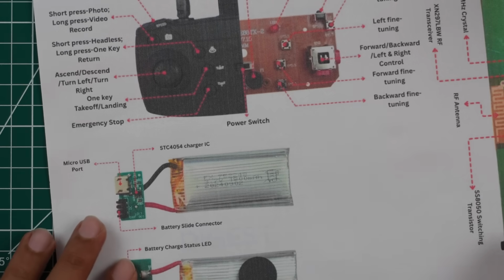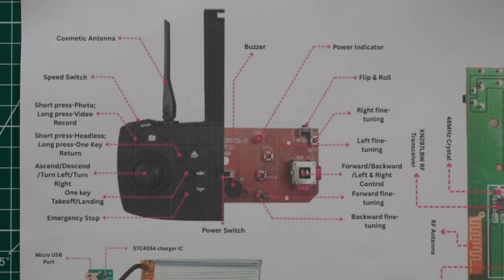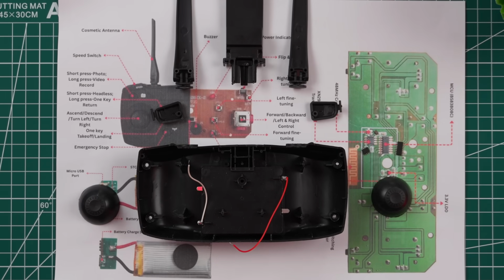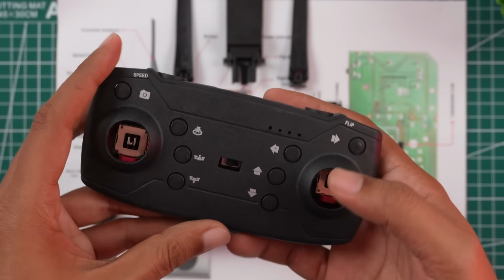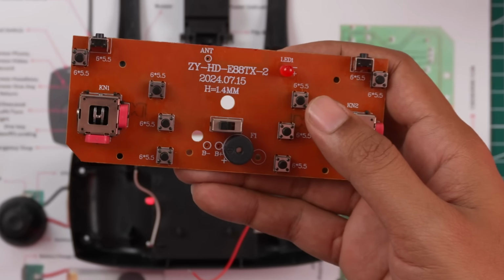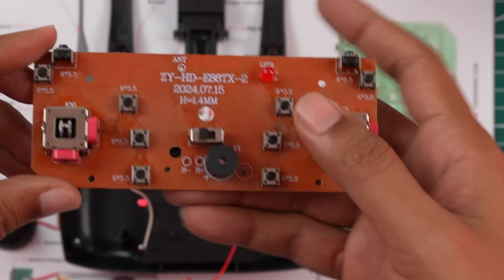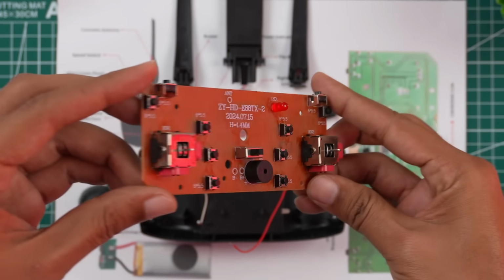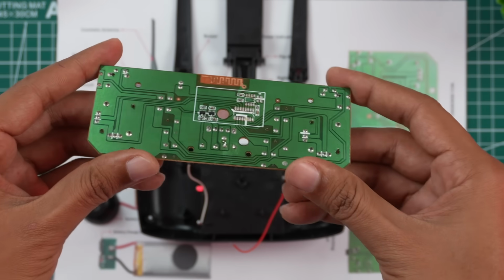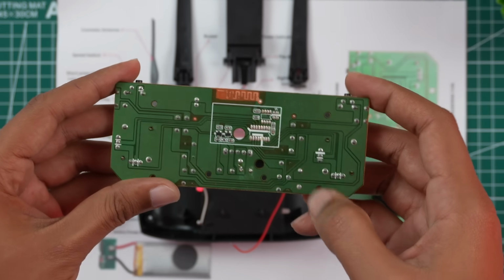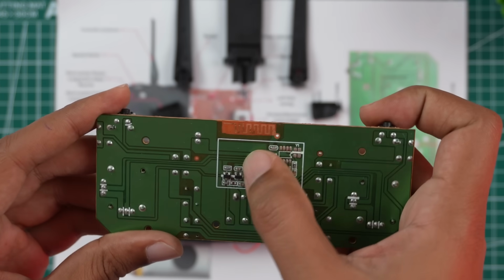Now let's move on to the controller itself. We have already opened up everything, and you can see this is the top part of the enclosure, and there is just one single PCB inside it. The PCB is very simple. In fact, it's a single layer board. There are no tracks on the top. On the bottom side, we have all the tracks with just a few ICs and an onboard antenna design.